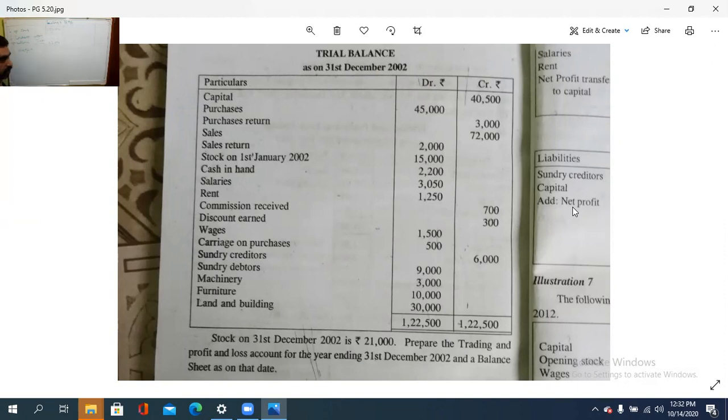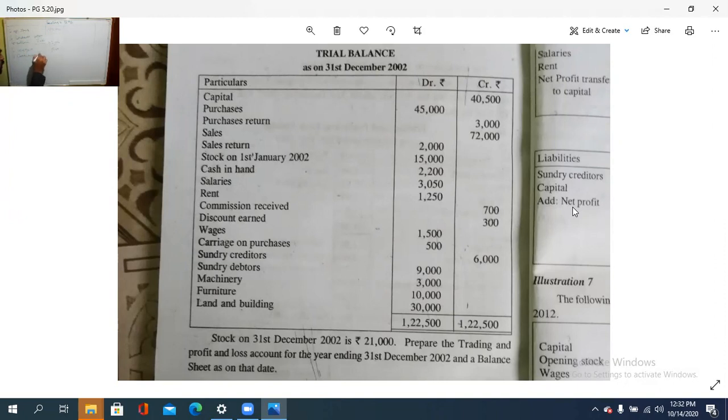Wages, that is 1,500. So students, carriage on purchases, that is carriage inwards, and carriage on sales, that is carriage outwards. So carriage on purchases means carriage on the goods purchased. So if it is sales related, that is to come in the P&L account. So carriage on sales, debit side of P&L account, keep it in mind, and carriage on purchases, debit side of trading account.